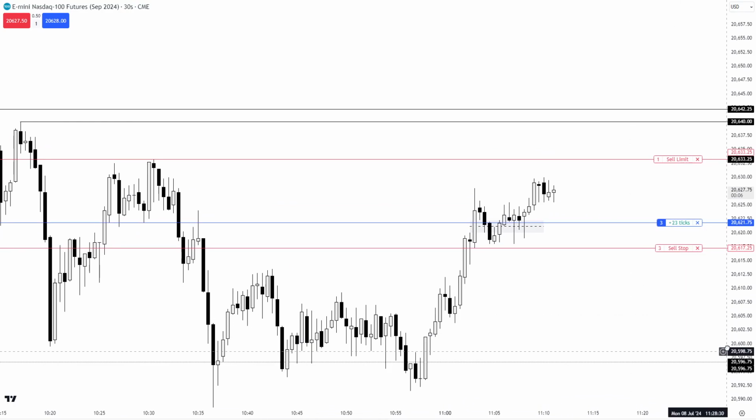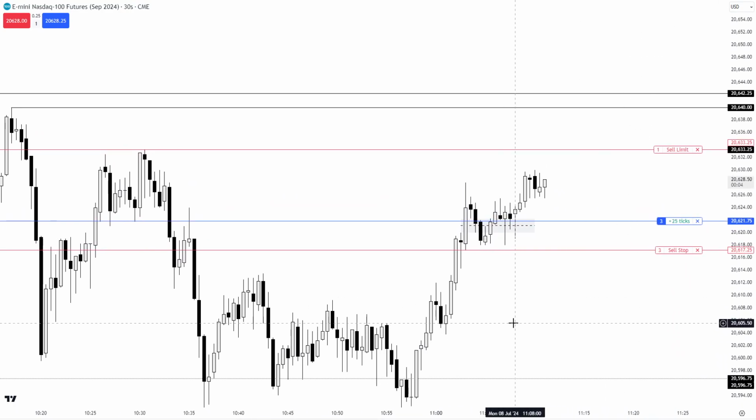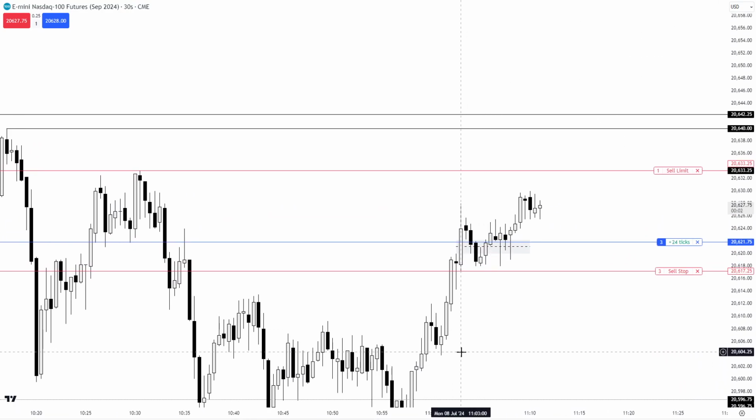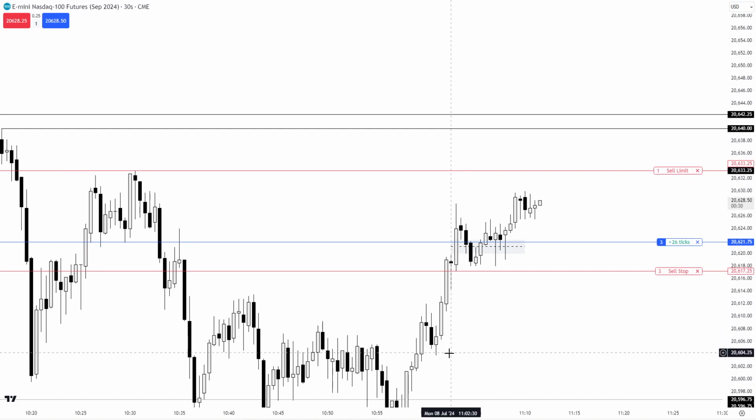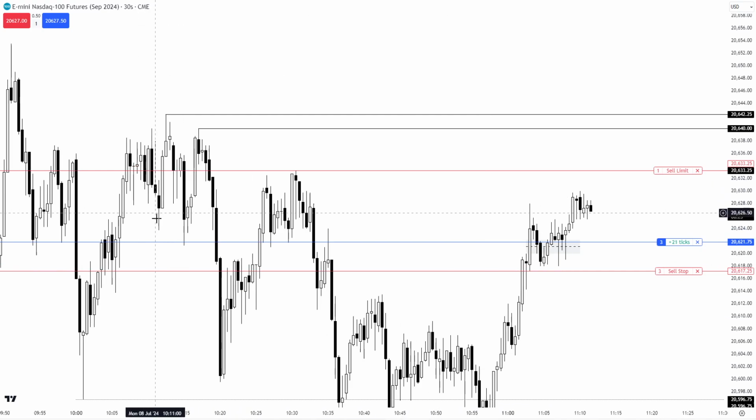So why am I using this specific gap? Well, there's two reasons. This is a silver bullet trade where basically when price taps into a fair value gap, I'm just longing that fair value gap, and then I'm targeting liquidity resting above. So we have the buy stops resting above here. We have two levels of buy stops resting above there.